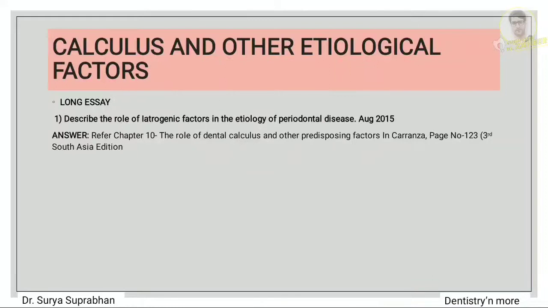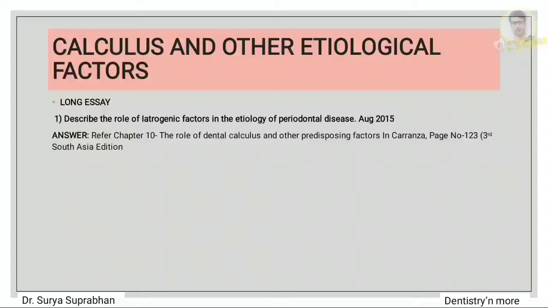Coming to the third chapter, that is calculus and other etiological factors. So the long essay, describe the role of iatrogenic factors in the etiology of periodontal disease. This is a straight cut answer from chapter 10, the role of dental calculus and other predisposing factors.